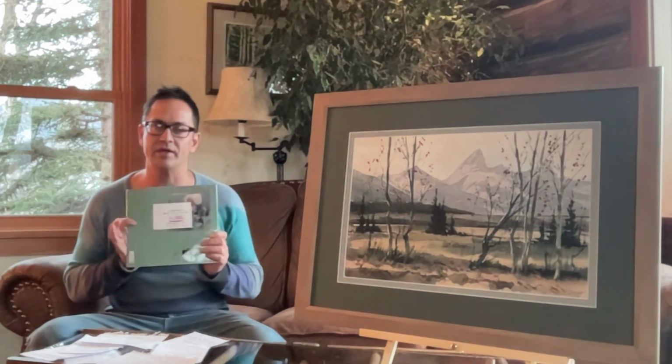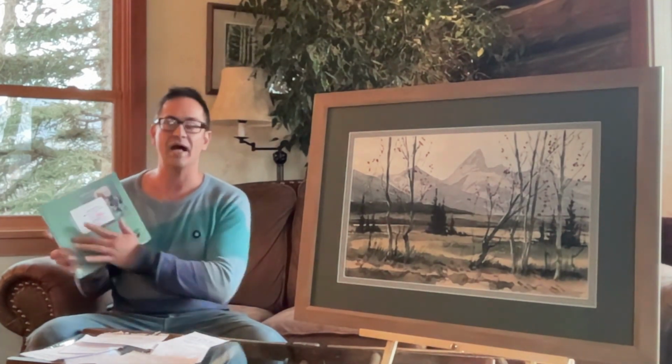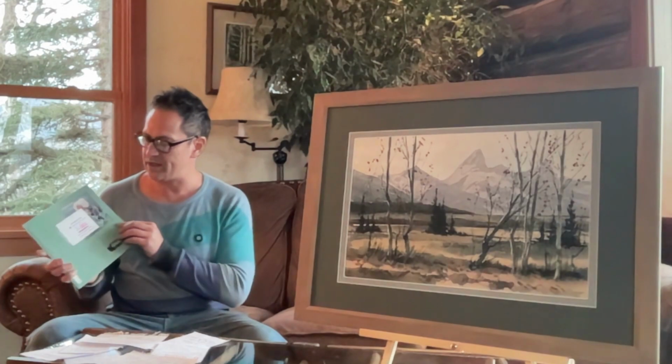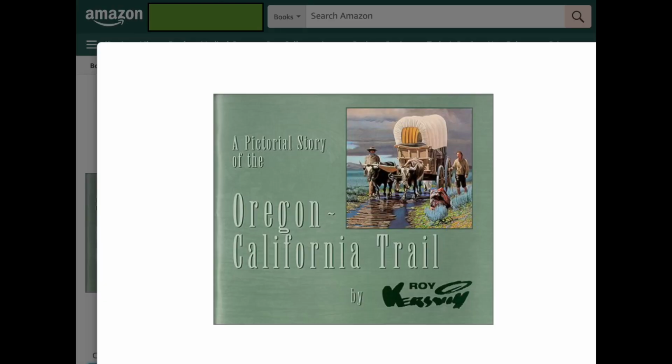Roy Kerswill was known for his oil paintings, though. Oil paintings, figurative storytelling. He wrote this book, a pictorial, which I got from the library, so that's why that's over here, a pictorial story of the Oregon and California Trail.